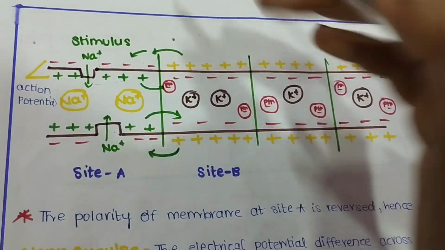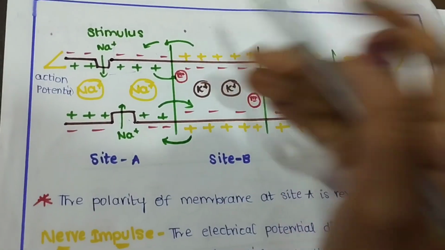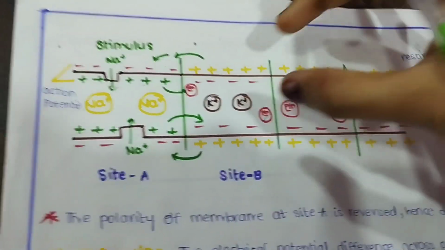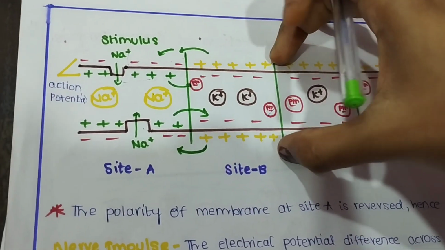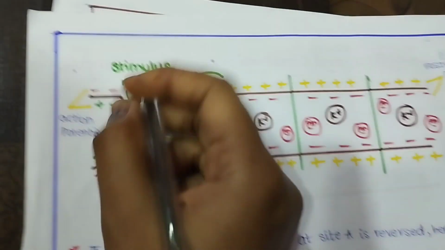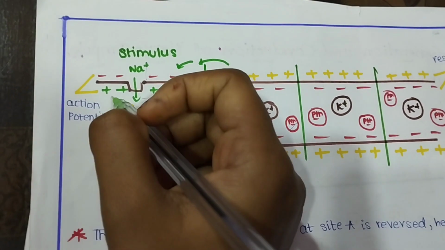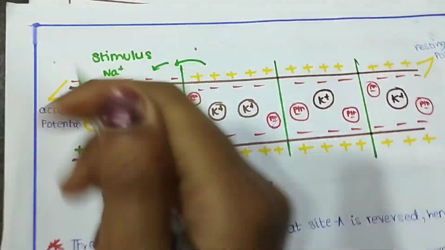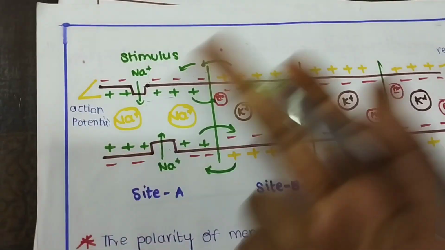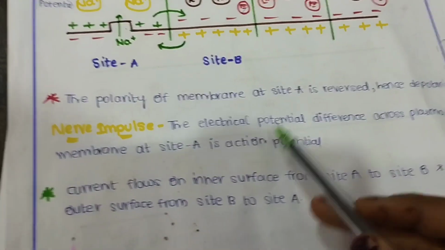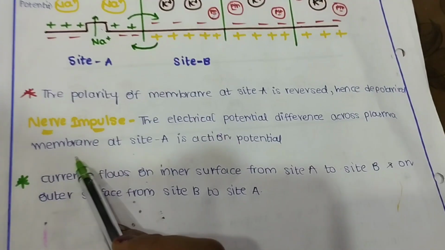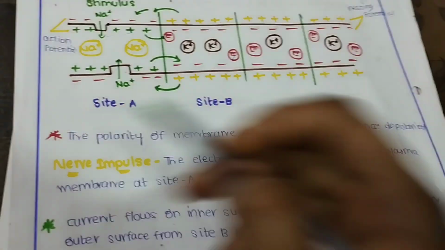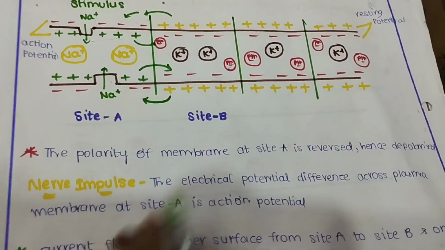But if we see at site B, there is positive charge outside and negative charge inside, which means the impulse has not arrived at this site. And here at site A there is a potential difference, positive inside and negative outside, in the excitation state. This potential is known as action potential or nerve impulse. At site A, the electrical potential difference across the plasma membrane is known as action potential, and it is also known as nerve impulse.